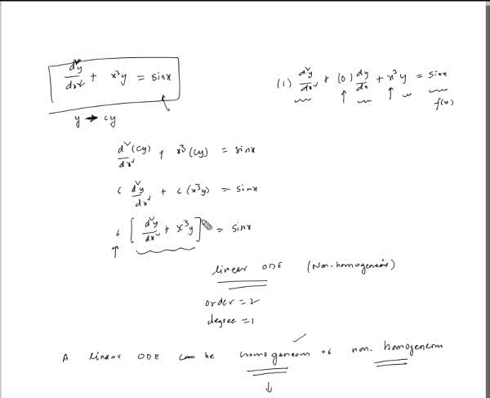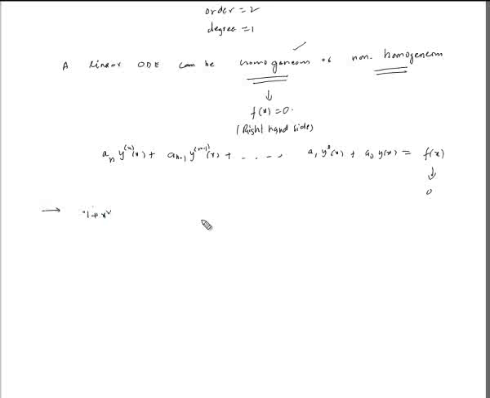Let me describe one example. Another example is (1 plus x square) times the third derivative, and then you have sin x into d square y by dx square, minus 4 into dy by dx, plus y is equal to 0. This is expressed in the standard form, where you have the third order derivative, the second order derivative, the first order derivative, and the function y. But this f of x is 0.